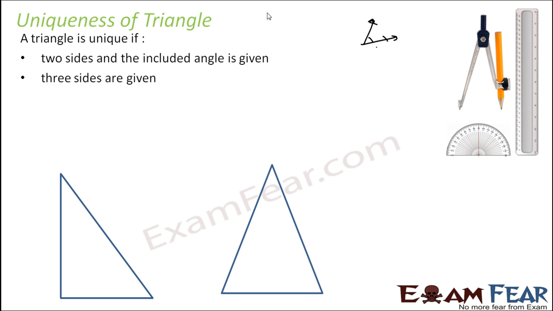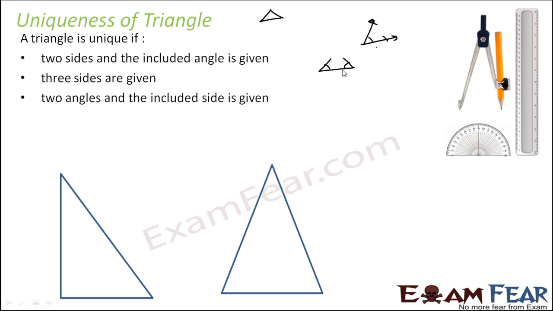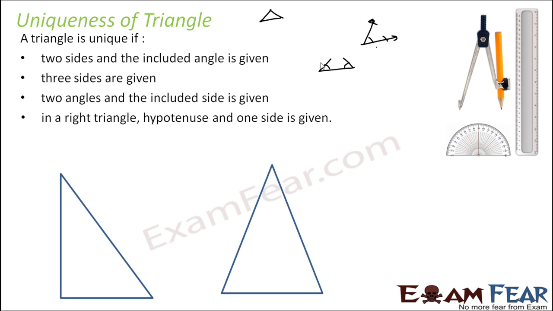Similarly, if the three sides are given, we can form only one triangle with these three sides. If two angles and the included side are given, for example this side and these two angles, then also I can form only one triangle. And in a right triangle, if the hypotenuse and one side are given, I can form only one triangle. So this is the concept of uniqueness of a triangle. A triangle is unique if I get two sides and an angle, three sides, two angles and one side, or, if it is a right triangle, the hypotenuse and another side. So this is the property.